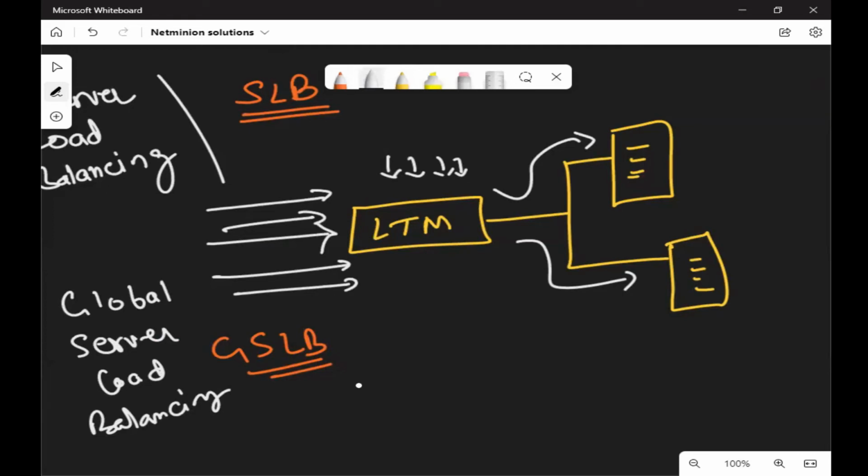So the server can be on the company premises, it can be in its own data center, or it can be in another data center, maybe private cloud, maybe public cloud, maybe anywhere. That is GSLB, Global Server Load Balancing. What is this? This is the practice of distributing internet traffic among a large number of connected servers which are dispersed around the world.